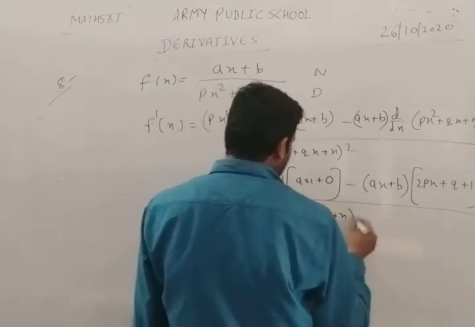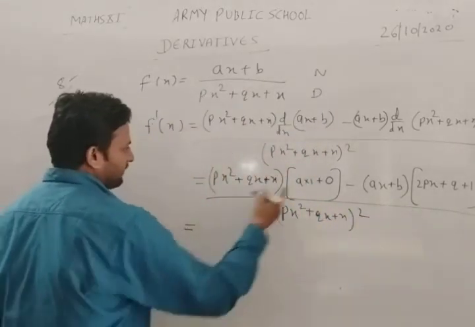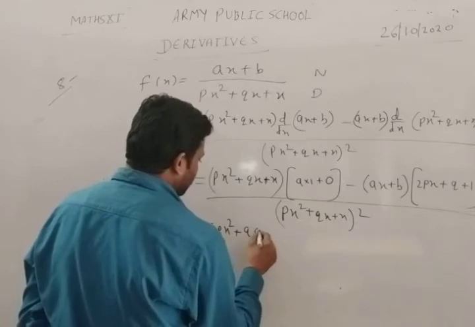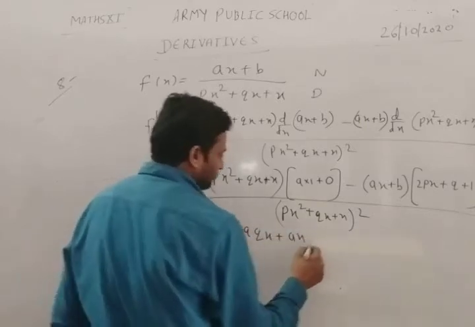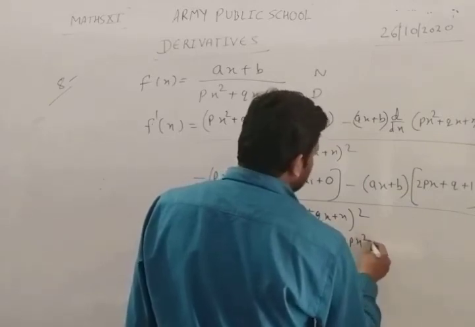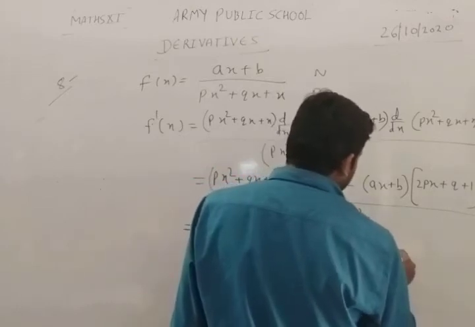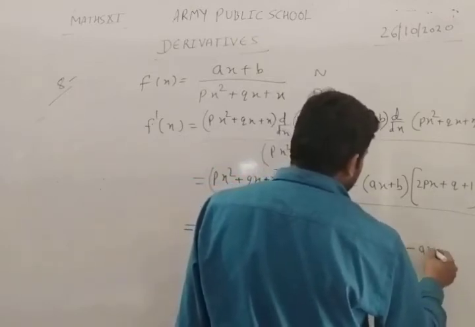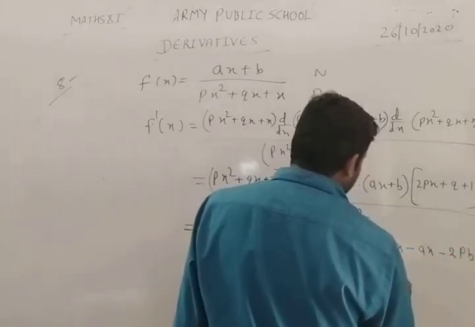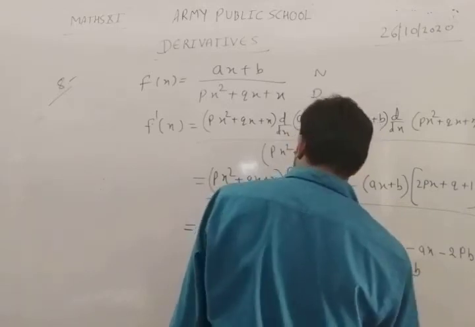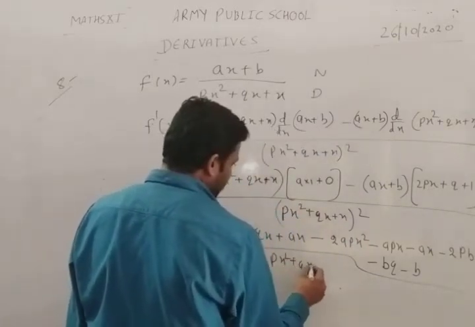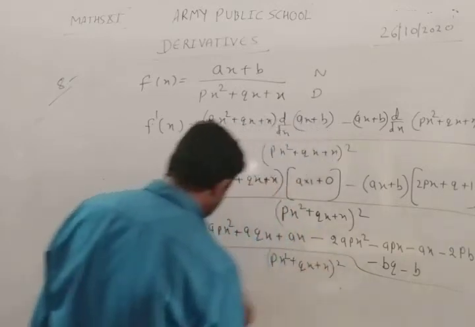Now we multiply this a to this term, we get apx square plus aqx plus ax minus 2apx square and minus apx minus ax minus 2pbx and minus bq and minus b, and divided by px square plus qx plus x whole square.